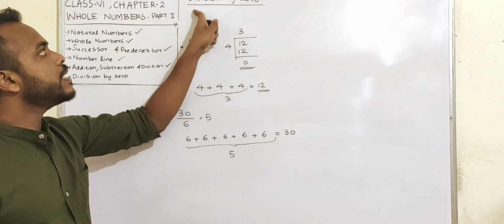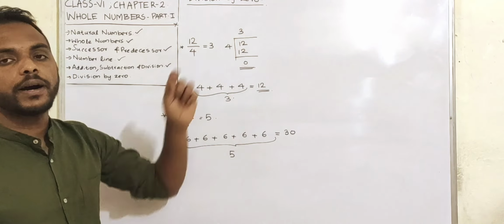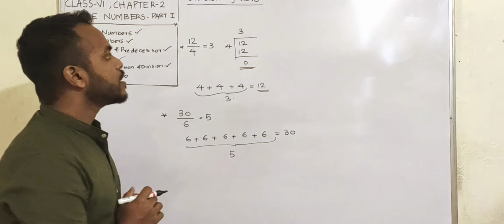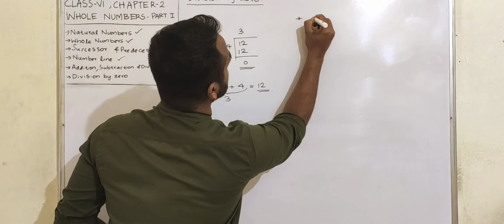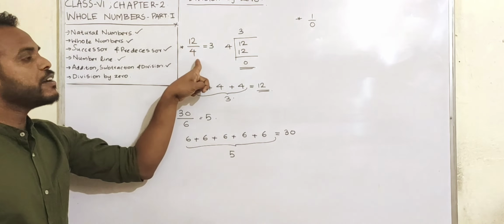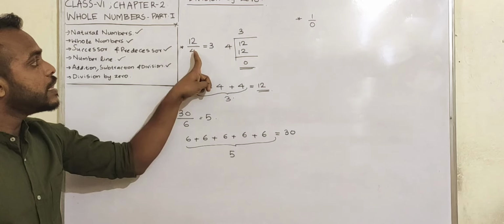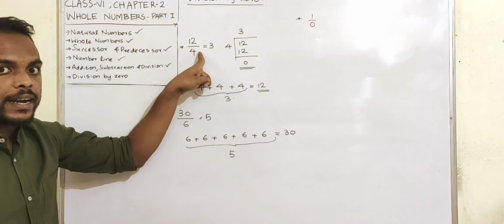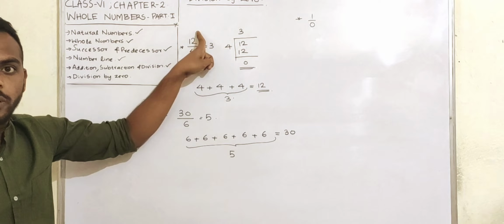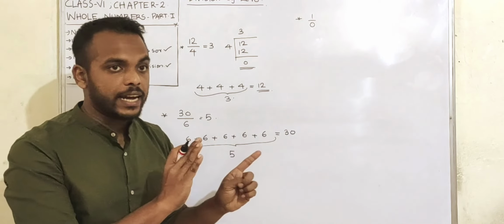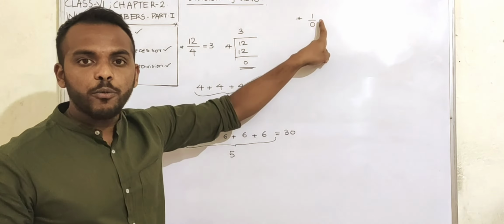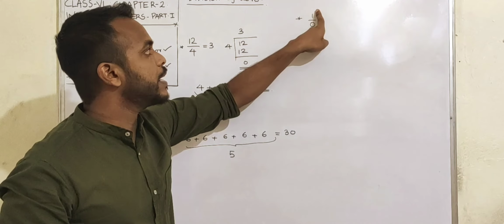Now comes the relevant topic, division by 0. Can we divide any number by 0? Let's see. Suppose here is a question: 1 divided by 0. I repeat, 12 by 4 means how many times the denominator should be added up to get the numerator. How many times 4 should be added to get 12. Use the same idea here. Who is the denominator? It's 0. How many times should 0 be added to get 1?